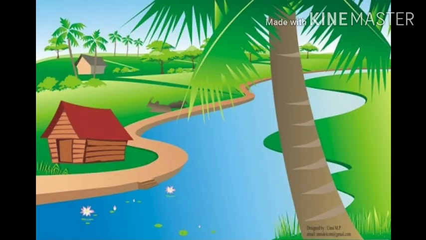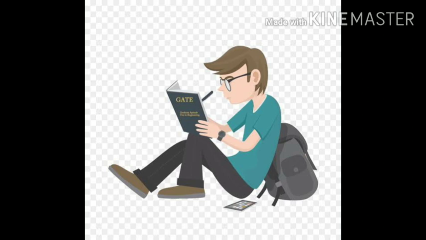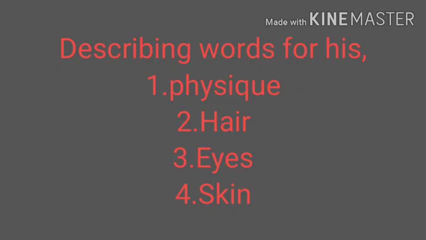Now I will give you some activities. Are you ready? Good. Do all these tasks in your English notebook. Task number 1. Please look into this description about the boy. Can you find out the words used to describe the boy here, such as physique, hair, eyes and skin?